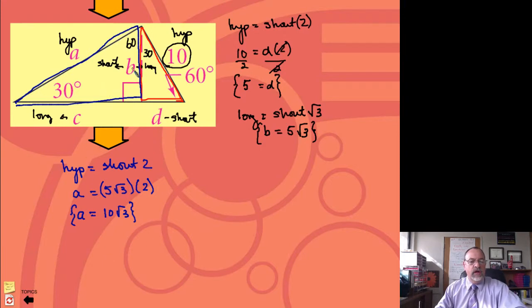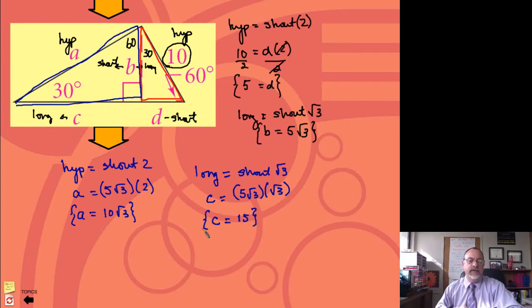And then in this triangle on the left, the longer side is this value of C. So I'm going to use the equation that the longer side is equal to the shorter, remember, times the square root of 3. The longer side is the variable C in this expression. The shorter side, again, is B, which we calculated at 5 square root of 3. And we're going to multiply that by the square root of 3. So the radical 3 times the radical 3 is the number 3, and that times 5 is 15. So C would be equal to 15.